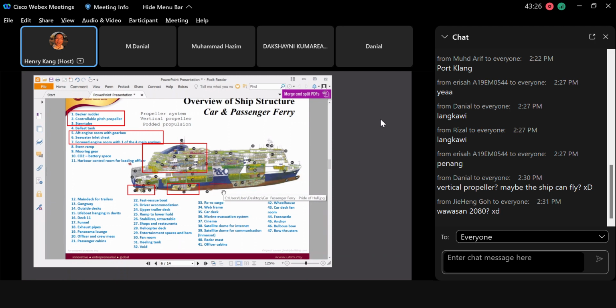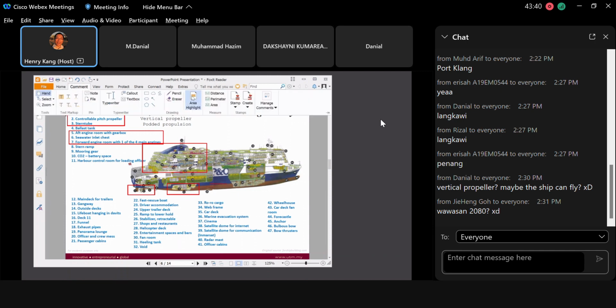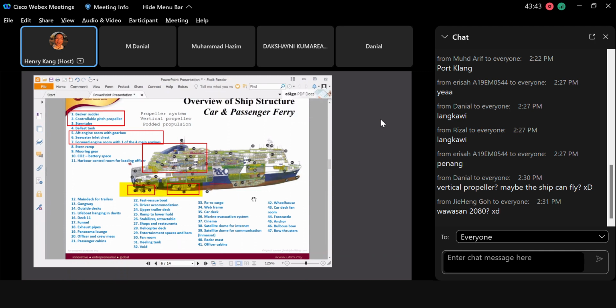Maybe you will ask me why, now that we already have the podded propeller and the vertical propeller, the horizontal propeller is still the dominant system in the market. They have some reasons.